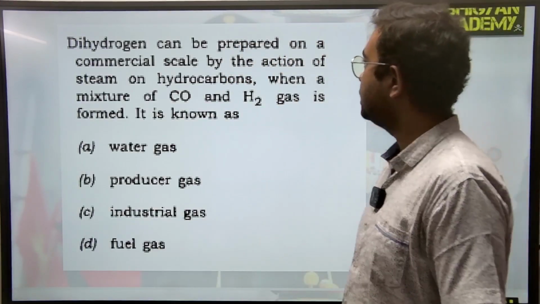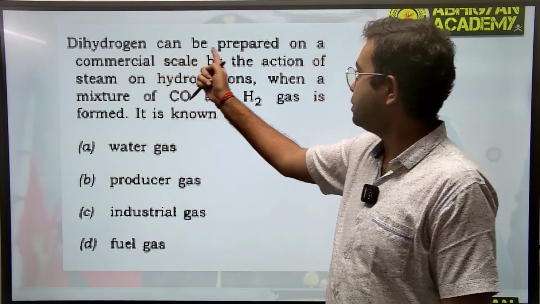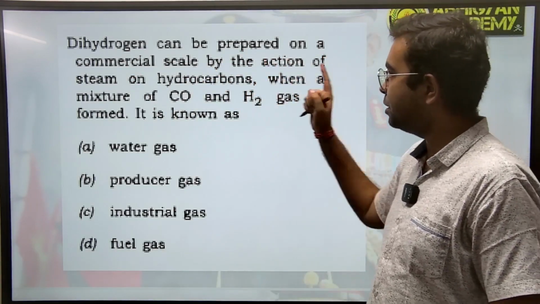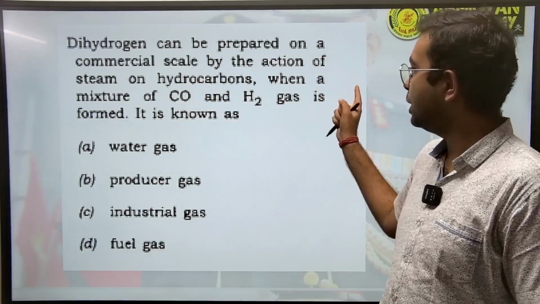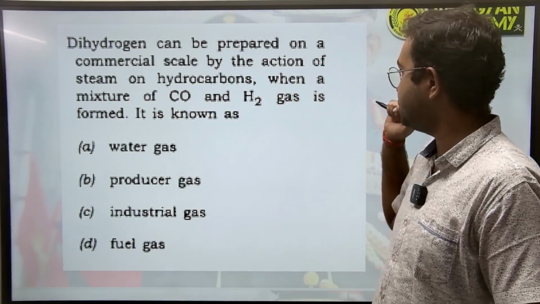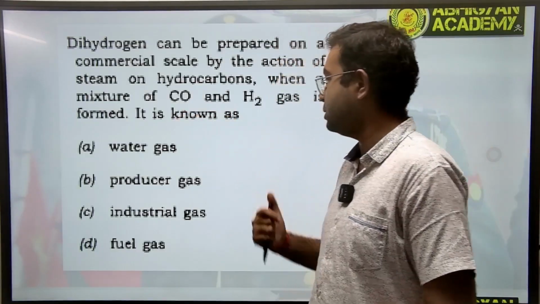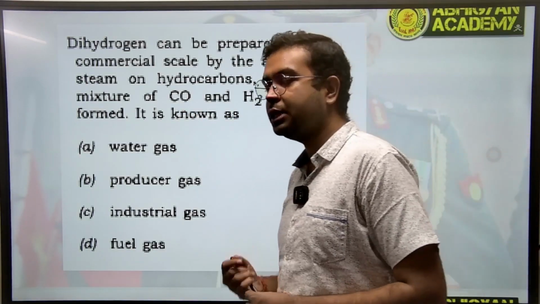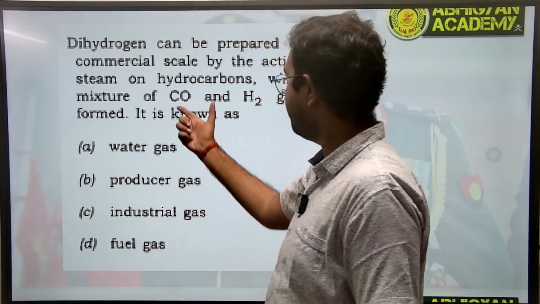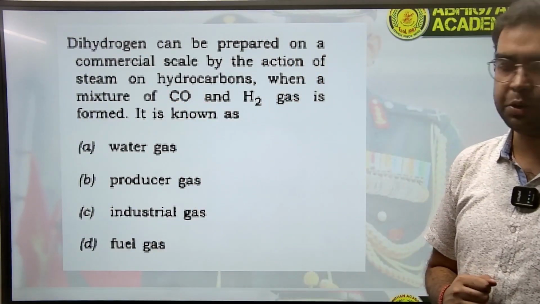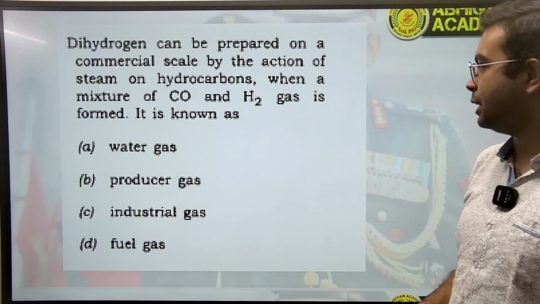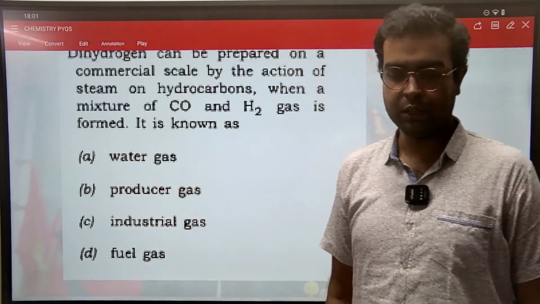Now, the next question says dihydrogen can be prepared on a commercial scale by the action of steam on hydrocarbons. When a mixture of CO, carbon monoxide, and hydrogen gas, H2 gas, is formed, what is this known as? This gas is known as water gas. The gas which is formed by a mixture of carbon monoxide and hydrogen gas is known as water gas. The correct answer is option A, water gas.